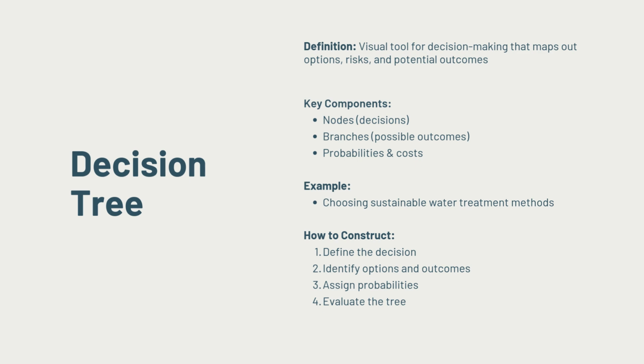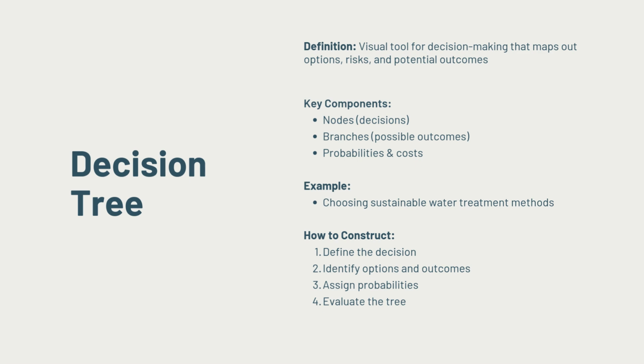You'll want to estimate the probability of each outcome happening. For example, if you build new public housing, what's the likelihood it will reduce homelessness? You also need to consider the costs associated with each outcome, both financial and non financial costs, like environmental or social costs. Lastly, you need to evaluate the tree.